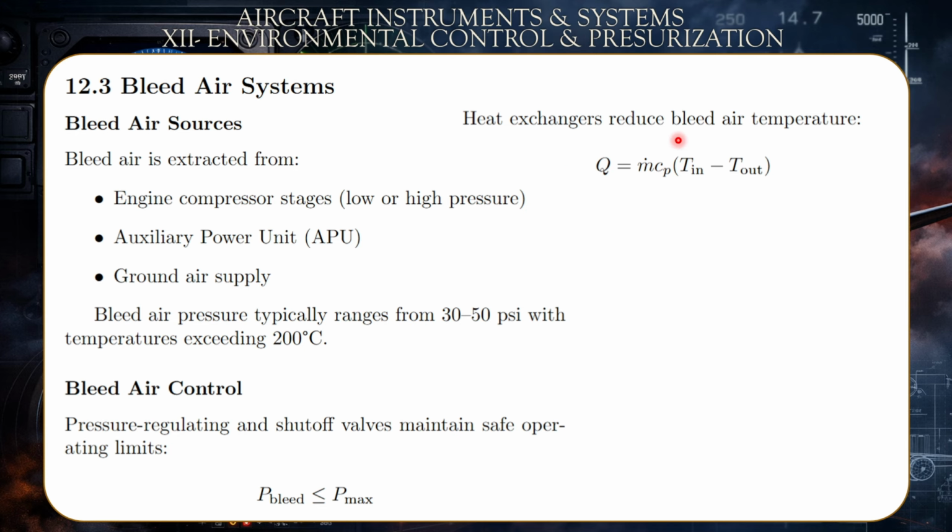Heat exchangers reduce bleed air temperature, okay, which is Q equals m C delta T. Okay, the mass of the air times C, the calorific capacity, multiplied by the temperature at the input minus the temperature at the output. Okay, so this kind of exchange for the heat and cold controls the environment or the atmosphere within the cabin, keeping it within acceptable limits so as to not have an overly high temperature or a very cold temperature.